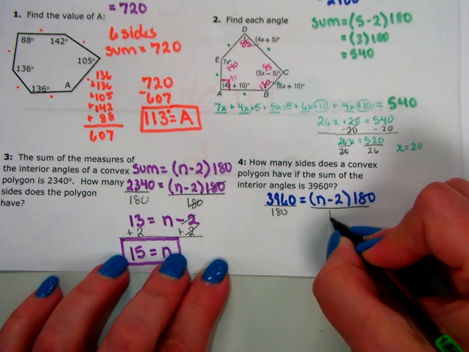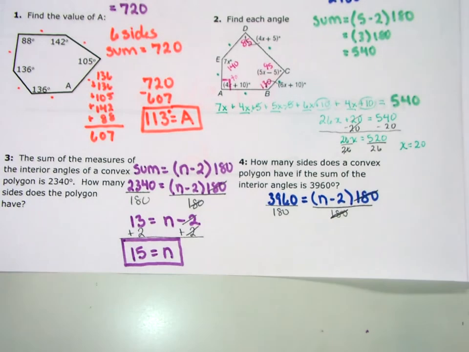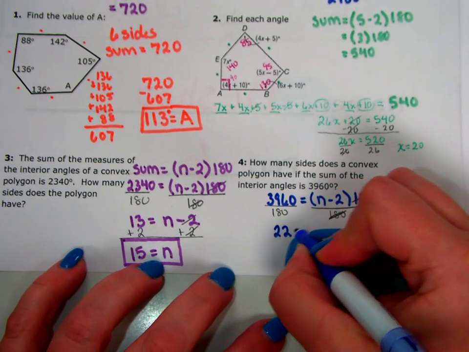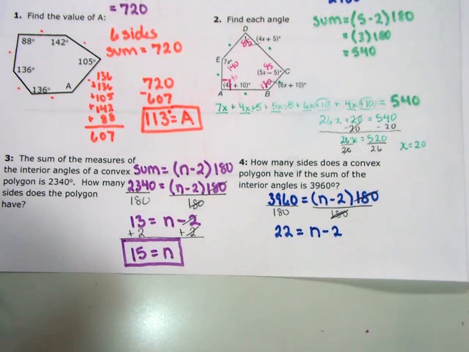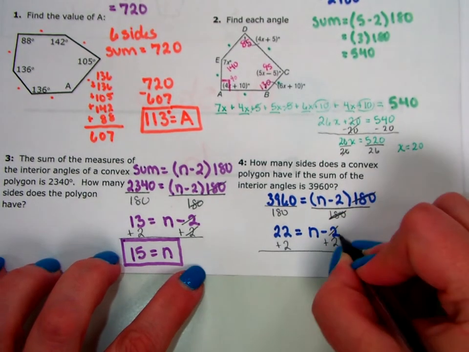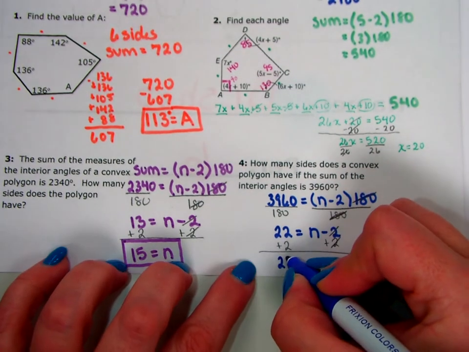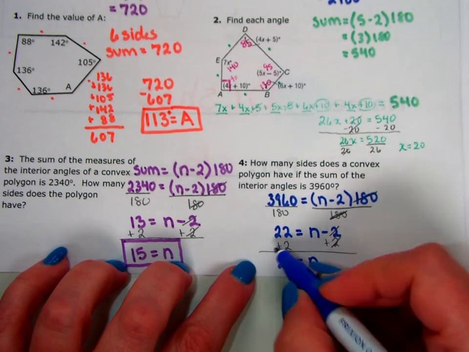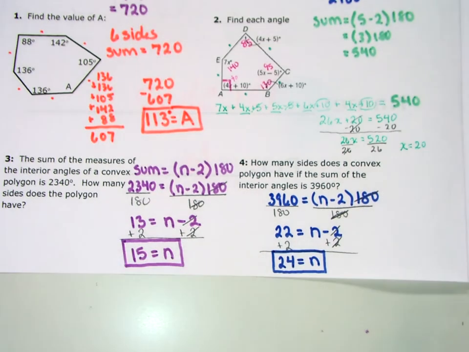Again, you could distribute it in and just get bigger numbers. That would work as well. What is 3960 divided by 180? 22. That doesn't equal n, that equals n minus 2. How do I get rid of a minus 2? Add 2. So how many sides do I have? 24 sides. Questions on any of those?